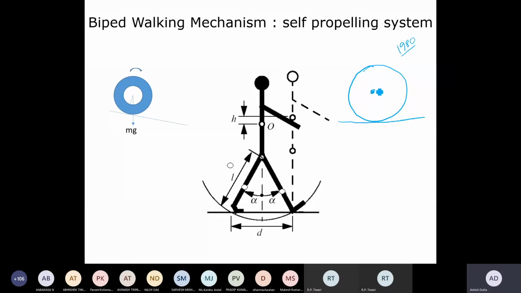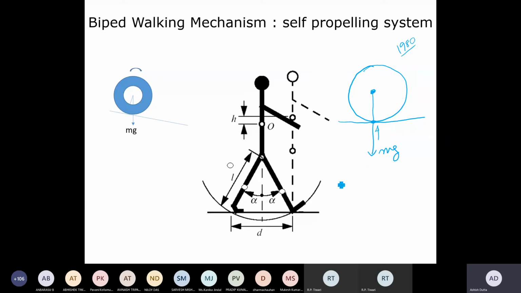Because if I take the center point of the wheel, or the CG of the wheel, the force coming down is mg, and the contact point is also here. So the projection of the CG is going through the contact point, and there is no resultant moment at that point. The down force is being balanced by the upward force, and it is in equilibrium there. So the wheel, if you keep it on a flat surface, will not rotate.